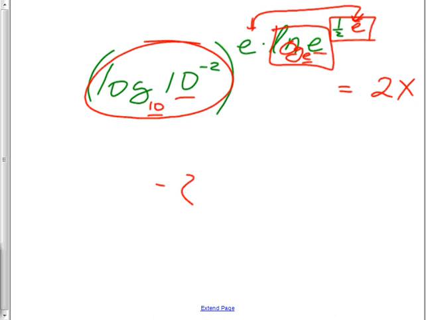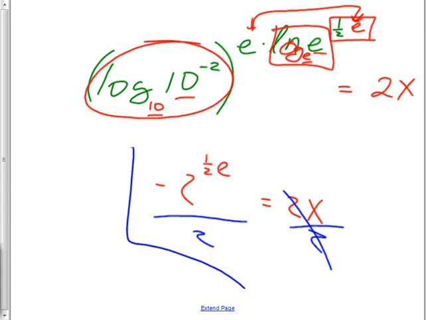Okay, so that is e to the 1/2, -2 times e to the 1/2 equals 2x. I'm close. Now I just have to get the x alone, so I divide both sides by 2, and this cancels. It's a little ugly, but that's the answer the way I wrote it.